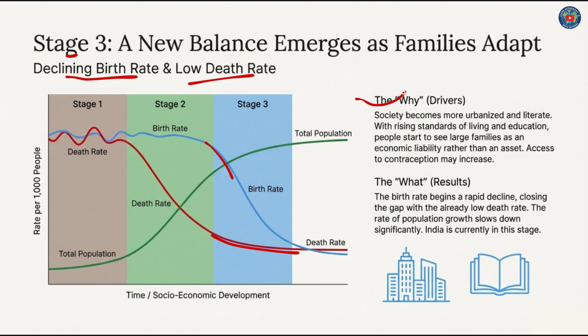The consequences are that the birth rate begins a rapid decline, closing the gap with an already low death rate. The rate of population growth slows down significantly. India is currently in this stage. Population growth slows down. The rate of population growth will decrease in this stage 3.